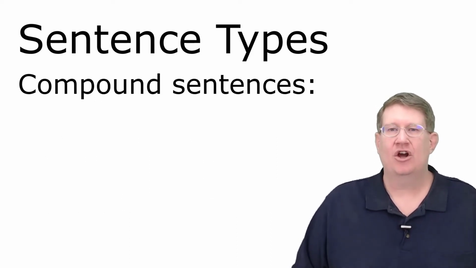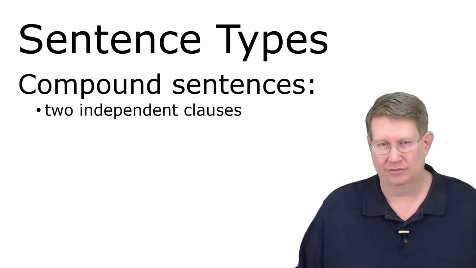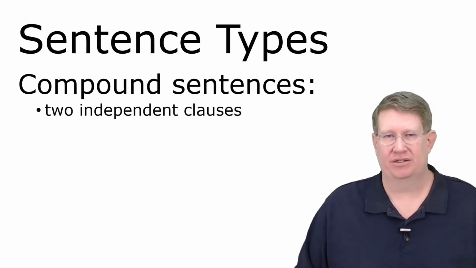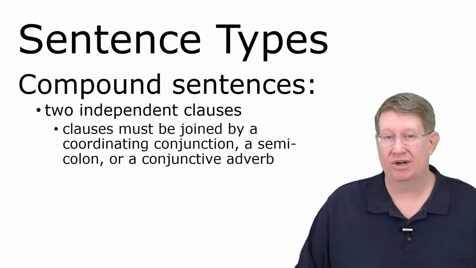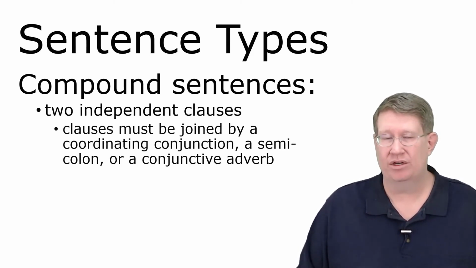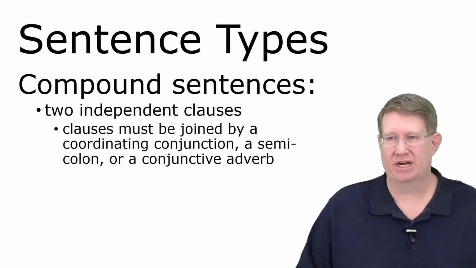Next, let's look at compound sentences. Compound sentences are two or more independent clauses. These clauses must be joined by a coordinating conjunction, a semicolon, or a conjunctive adverb. Again, if you don't know what that is, please go watch my last video where I explain that.